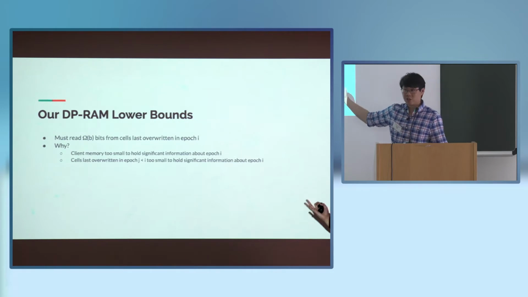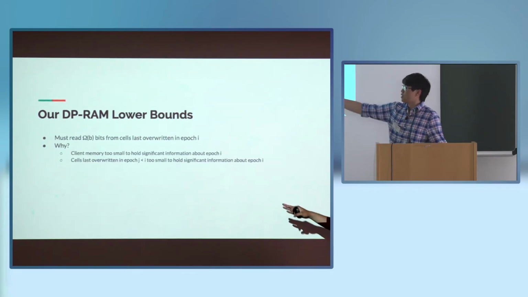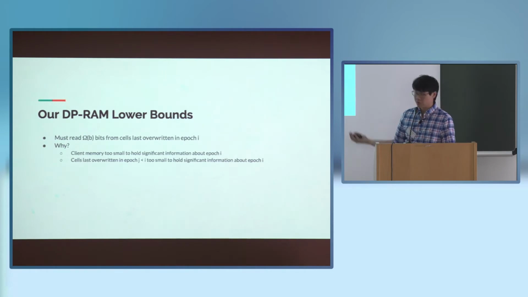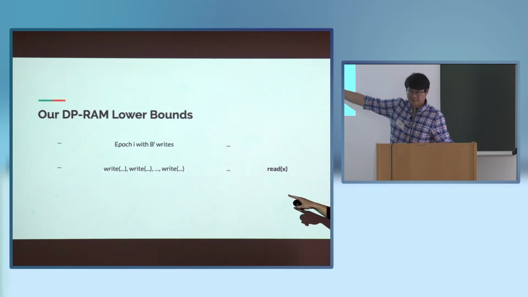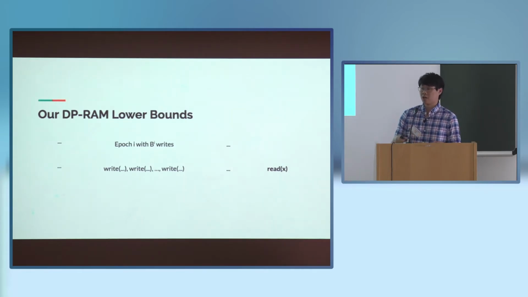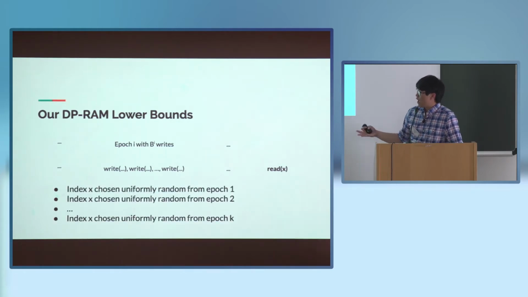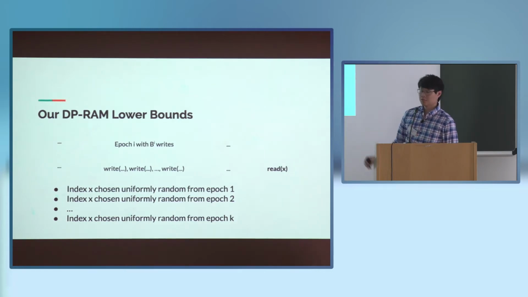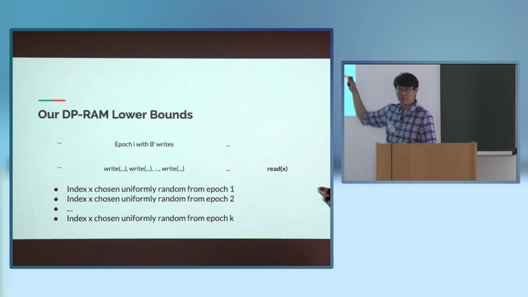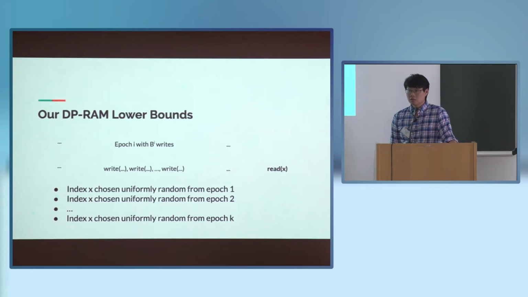And essentially, we just did the argument literally. Client memory is too small, and cells last overwritten in future epochs don't hold significant information about epoch i. So you show that this has to read many cells that were last overwritten by epoch i. And how you piece these together is you do this access pattern for all of the epochs. So for read x from epoch 1 to epoch k, chosen uniformly, because of differential privacy the adversary shouldn't be able to count how many cells you probed from each of these last-overwritten epochs.